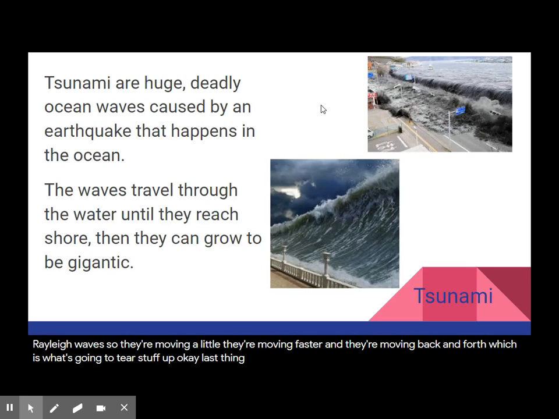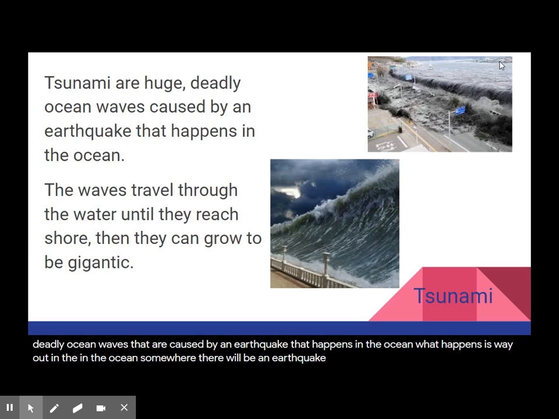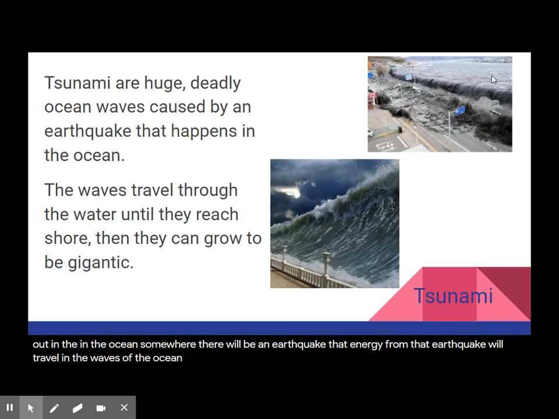Okay, last thing we have to talk about are tsunamis. Tsunamis are huge, deadly ocean waves that are caused by an earthquake that happens in the ocean. What happens is, way out in the ocean somewhere, there will be an earthquake. That energy from that earthquake will travel in the waves of the ocean, and they really won't look like anything until they start to get close to shore.